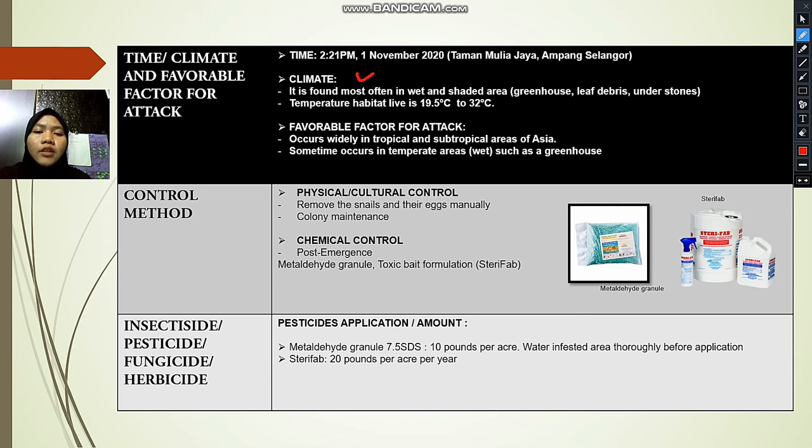For favorable factors for attacks, it usually occurs widely in tropical and subtropical areas of Asia. It sometimes occurs in temperate areas which are wet. So here we also have two methods of control, which is the physical or cultural control and also chemical control. For physical or cultural control, we can remove the snails and their eggs manually. Second, we can use the colony maintenance.